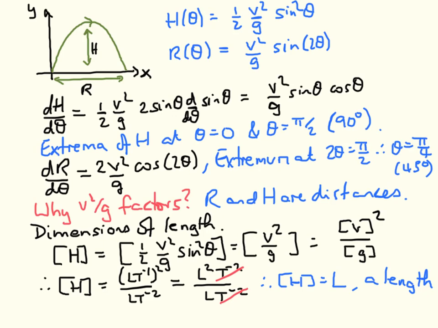It is a length, and it sets the scale for how high the particle will go and how far the particle will travel. But of course there are geometric numbers, and there is a dependence on a dimensionless angle in both cases. So I hope that's helped you better understand these two results, and with that I'll stop the podcast.